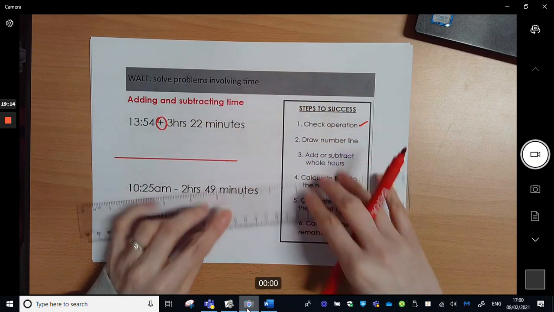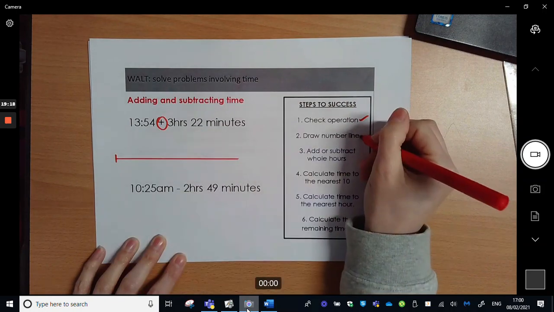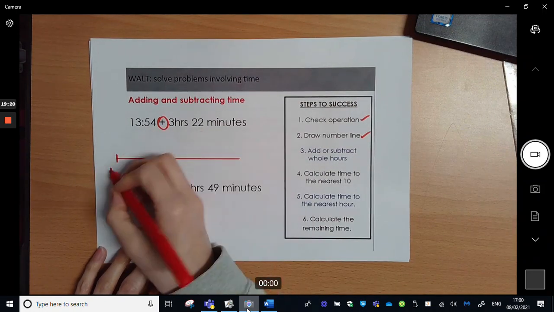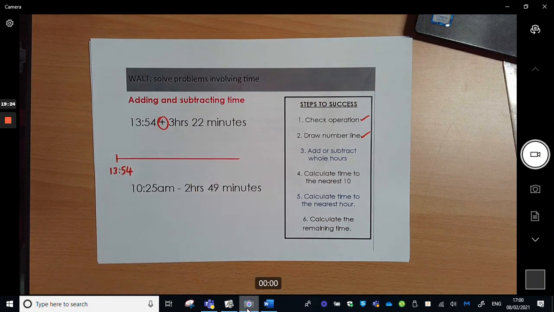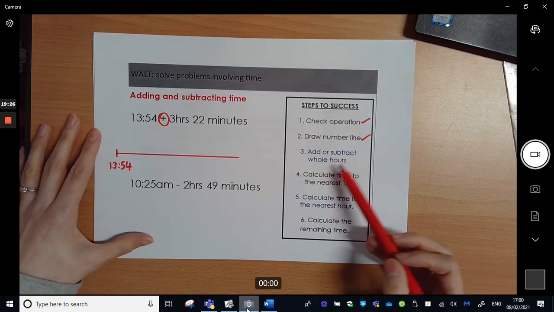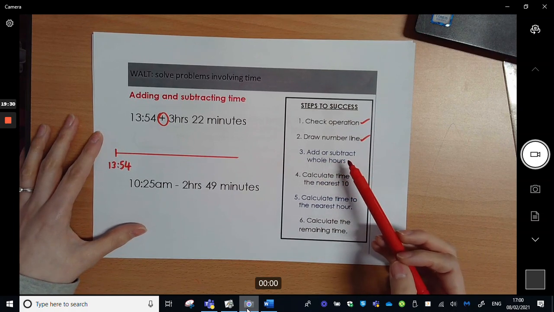I'm going to make it a little bit bigger this time. And I'm going to put it down this side because I know I'm adding. So, 13:54. Okay, so the first thing I'm going to do now after drawing my number line, step 3, is adding or subtracting the whole hours.